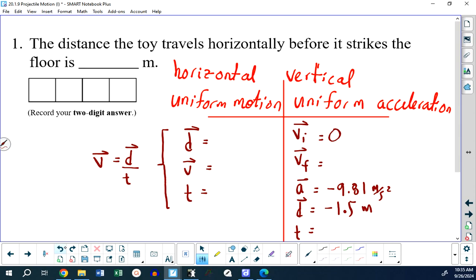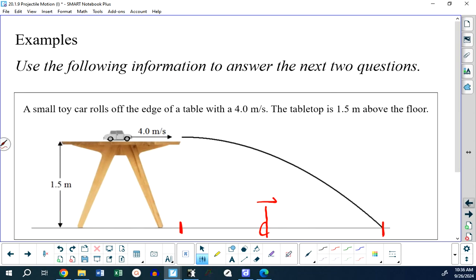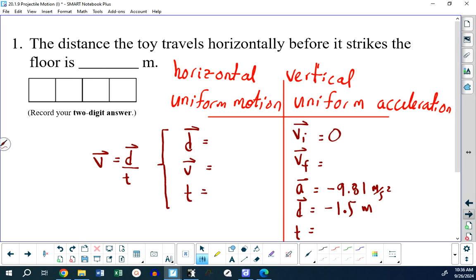It's zero. Huh. If you look at the question says 4 meters per second. And is that the initial velocity of the car? Yes, it is. But that's in a horizontal direction. There is no vertical component to 4 meters per second to the right. However, we can put 4 meters per second here.